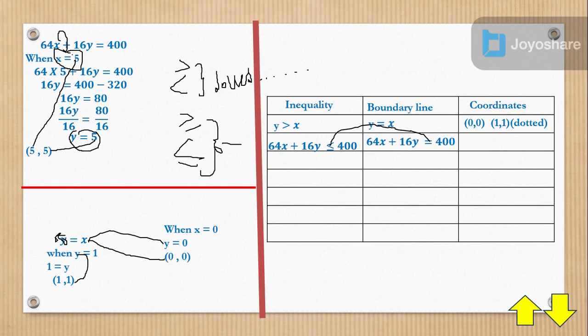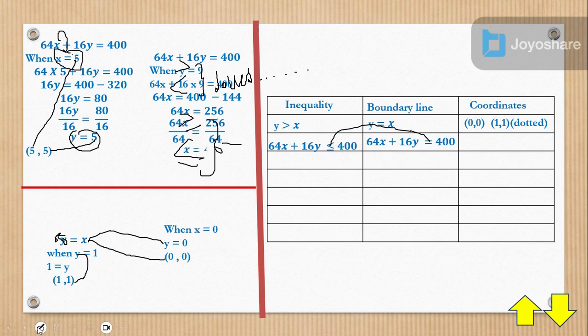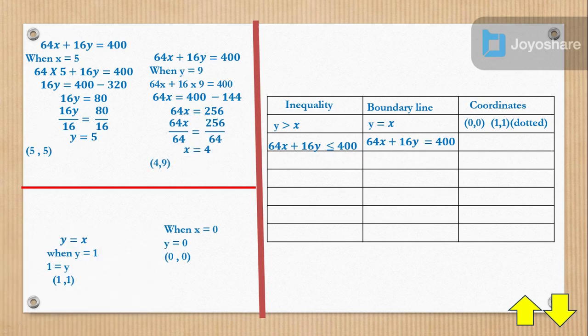Let's get another coordinate. When y is equal to 9, when you substitute in the equation, you get the value of x as 4. Then you report the coordinate x is 4, and remember your y was 9. Then next we can put it in the table.